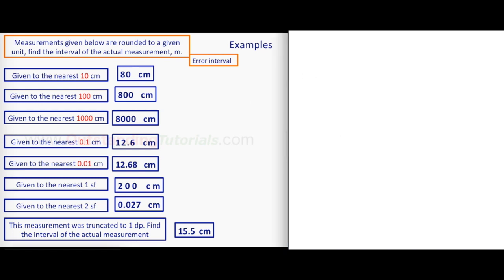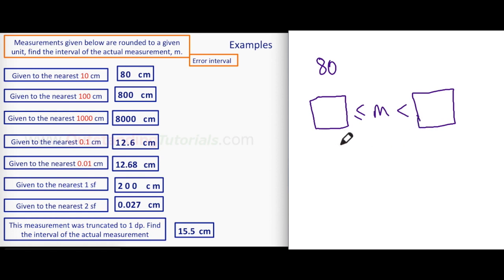Okay, let's go through this. So what I said in the previous independent learning task was we take that 10. So we start with 80 first. Let me start with 80. Then I say I'm rounding to the nearest 10 centimeters. So my interval is going to look like something here. I'm going to fill in this box. Less than or equal to m and less than some other box. This is how the structure is always with the answer.